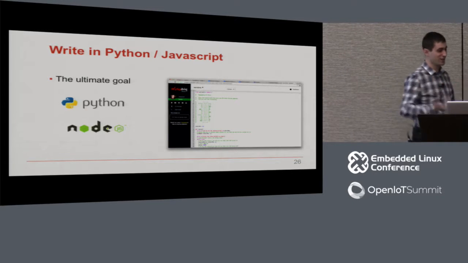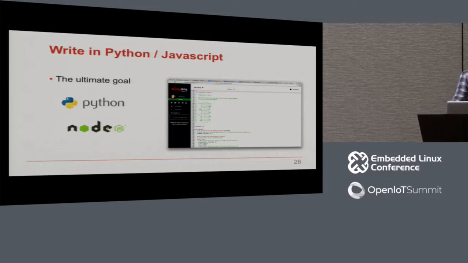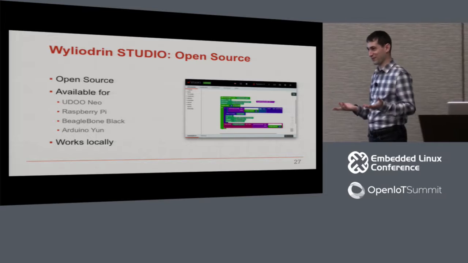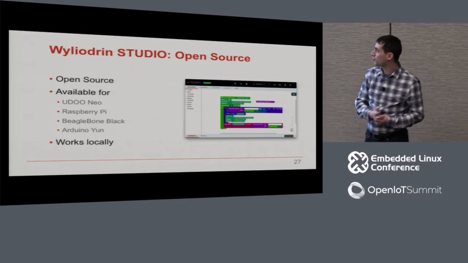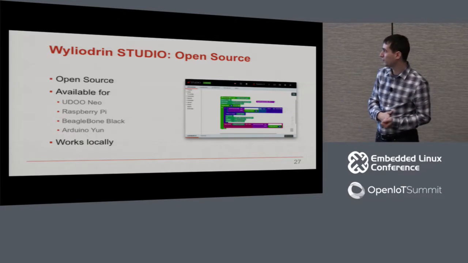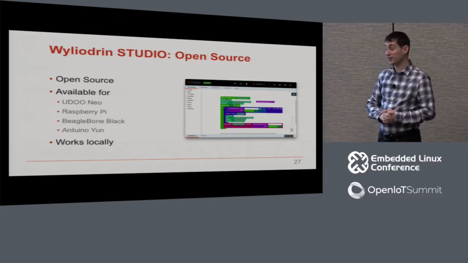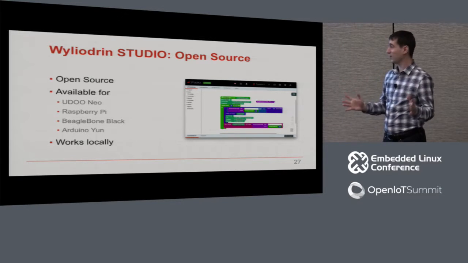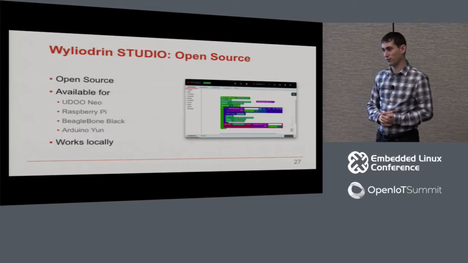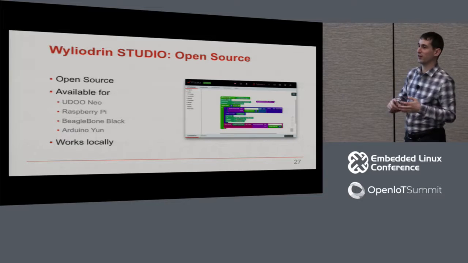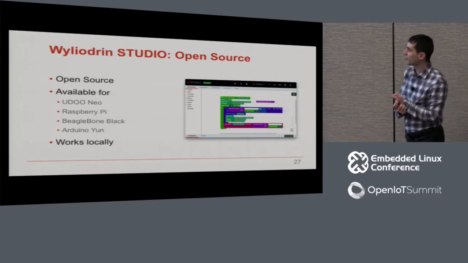So by learning these lessons, we decided last year to build a local solution. Basically, we've built Wyliodrin Studio, the software that I showed you on the first slide, which is basically the same thing as the cloud, but it runs locally on your computer. You can save software locally, you can access the boards locally, and you don't need an internet connection.